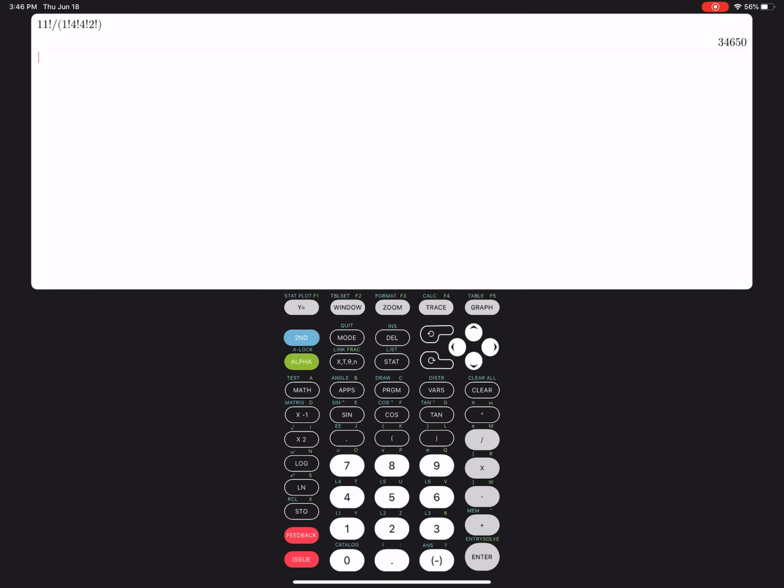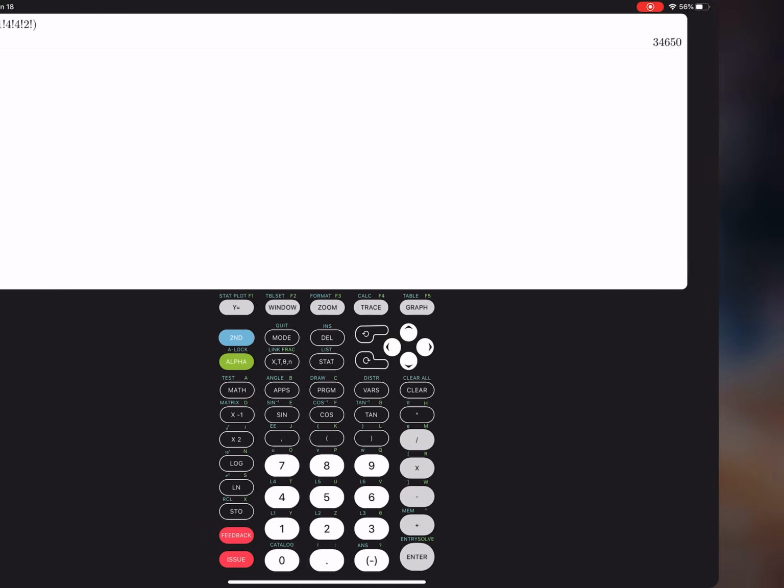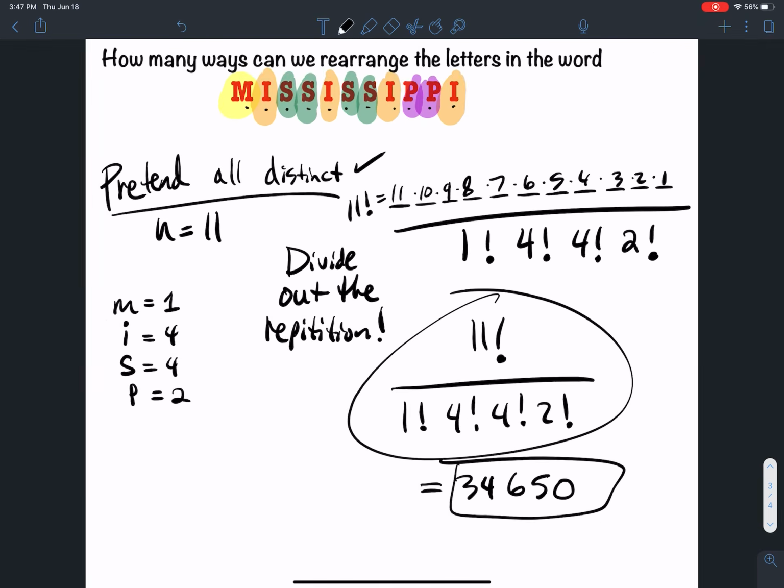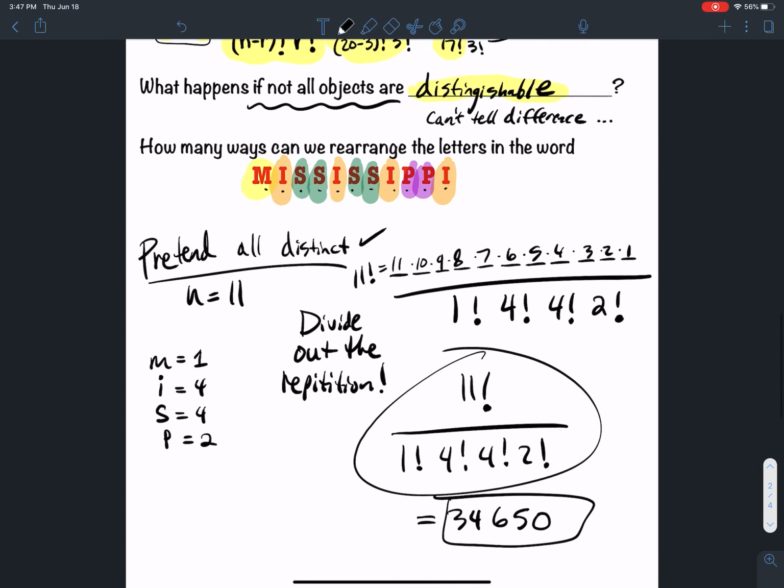And you get 34,650. If you don't put your parentheses around there, I promise you're going to miss this because it's going to just divide and then multiply and get an even bigger number. I see people do it all the time. So make sure to put your parentheses around because everything there is in the denominator. So that's 34,650 ways that I can rearrange the letters in the word Mississippi. Now, if you want to write them all out, be my guest, but that's going to take you a long time.